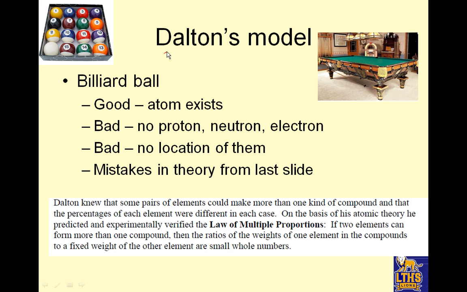So if we took Dalton's ideas and made a model of the atom, it would be called the billiard ball model. What was good about it? We were finally talking about atoms existing. What was bad about Dalton's model is that he had no knowledge of protons, neutrons, and electrons, didn't know where they were, and you can see that his postulates had to be modified when we got new data. Okay, so the model of the atom is the billiard ball for Dalton because he just thought atoms were indivisible spheres.